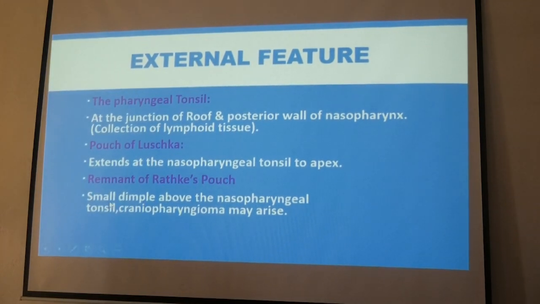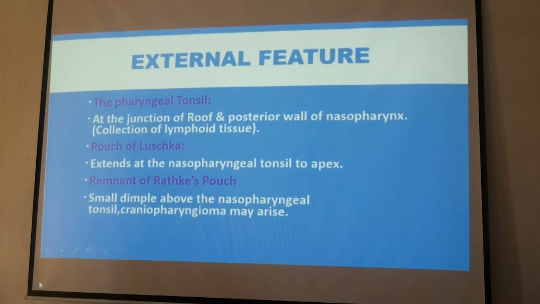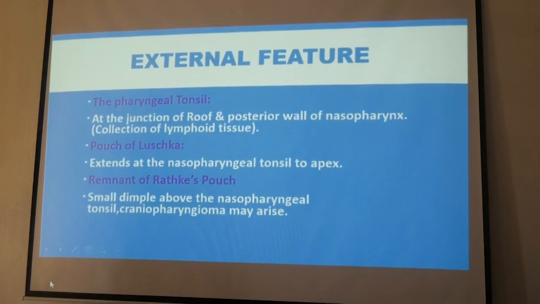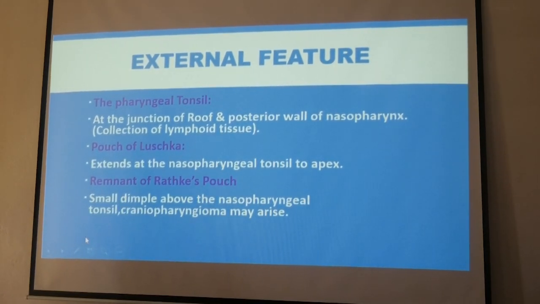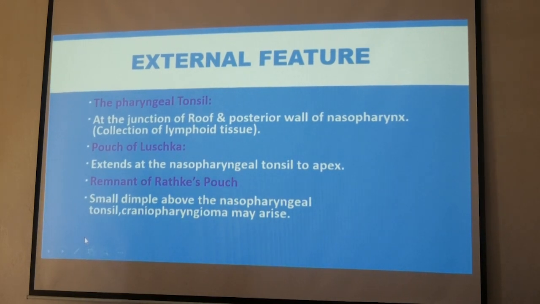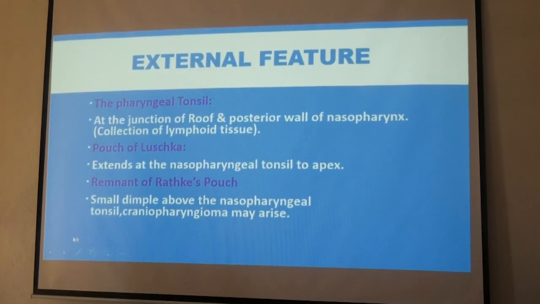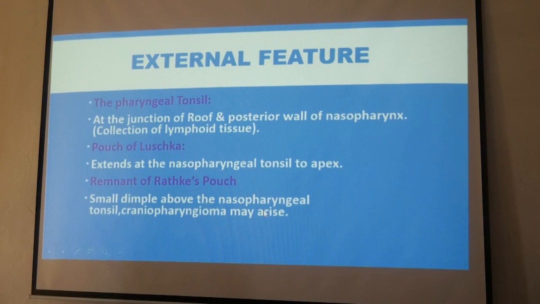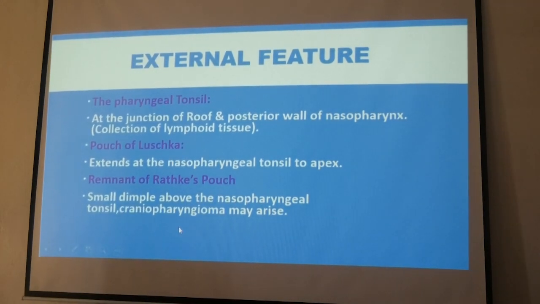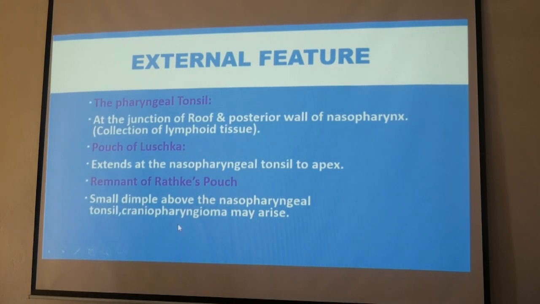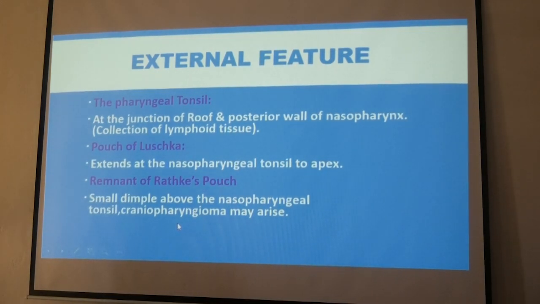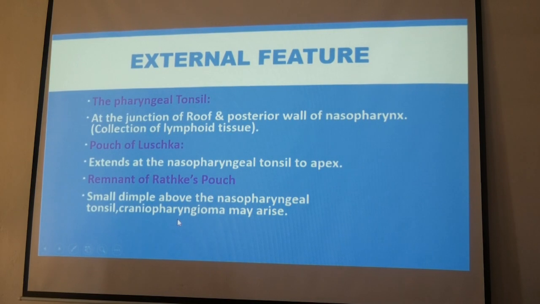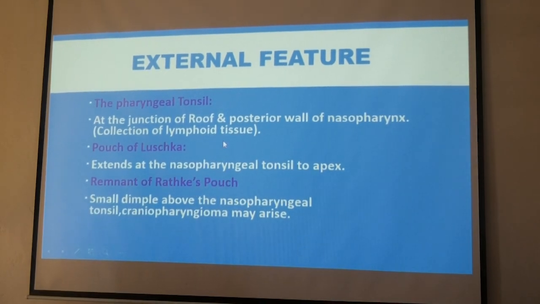So here we could see small dimple above the nasopharyngeal tonsil. স্যাজাইটাল সেকশনেও দেখতে পাবো যে ফ্যারেঞ্জিয়াল টনসিলের উপরে ছোট দুটো ডিম্পল আছে, রাইট? সো দ্যাট ইজ দ্য রিমেনেন্ট অফ রাথকে'স পাউচ, ওকে? And craniopharyngioma may arise from there. It is one kind of tumor. Okay, name signifies it is coming from the cranial bones and the pharynx. So craniopharyngioma, it arises from the Rathke's pouch.